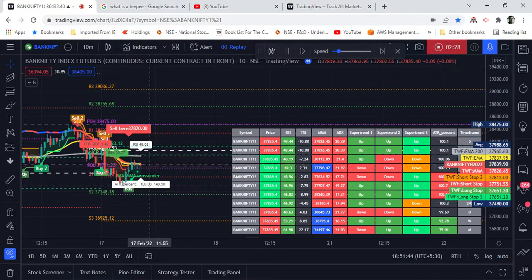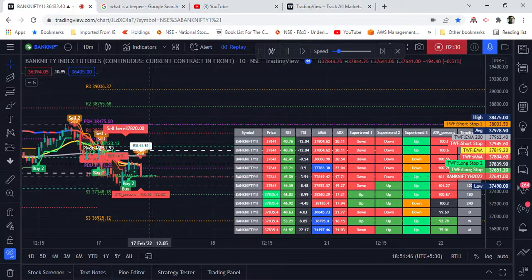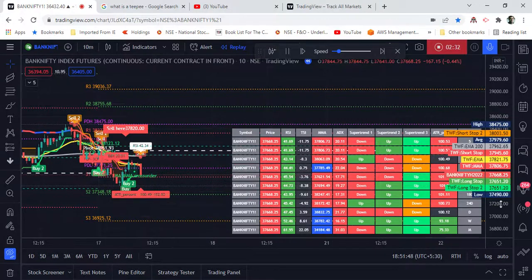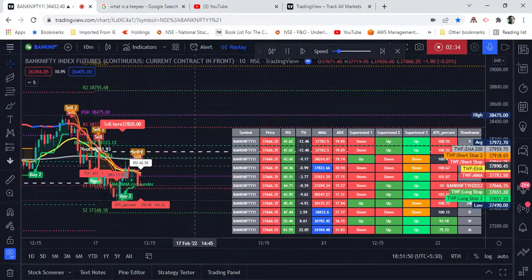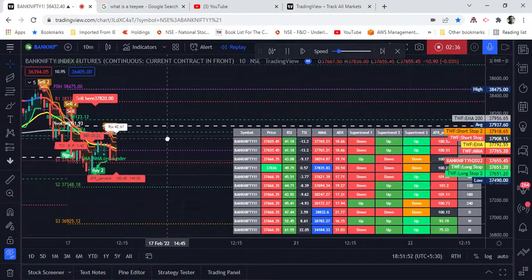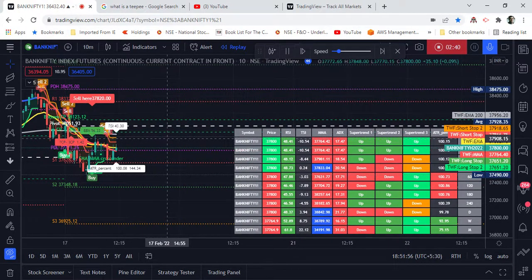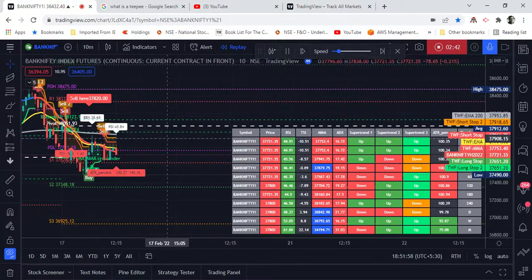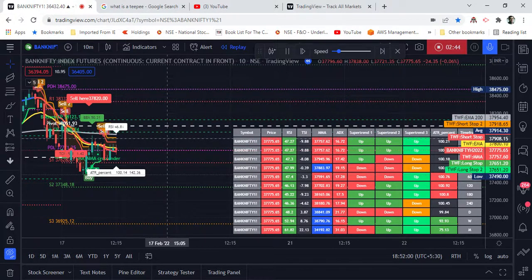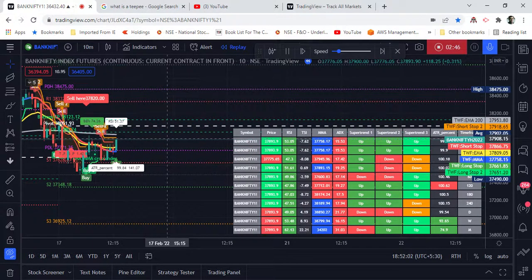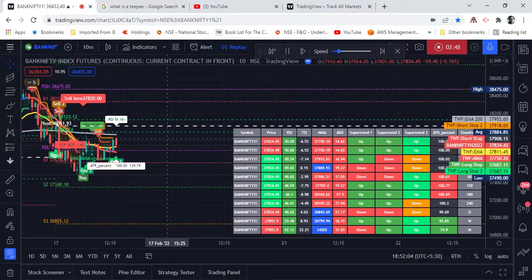In addition to this, I also use the pivots, as you may have already seen. Now, the pivots. So I use the central pivot range. If you don't know what the central pivot range is, you can look up the central pivot range on Google, and then I have coded a table.